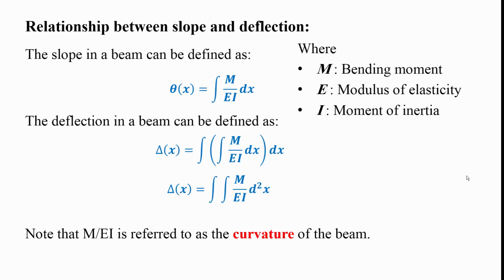Do you see any similarities between having a single integration and a double integration in the case of the relations between the slope and deflection, and the relation between the load, shear, and the moment? Let's take a look.